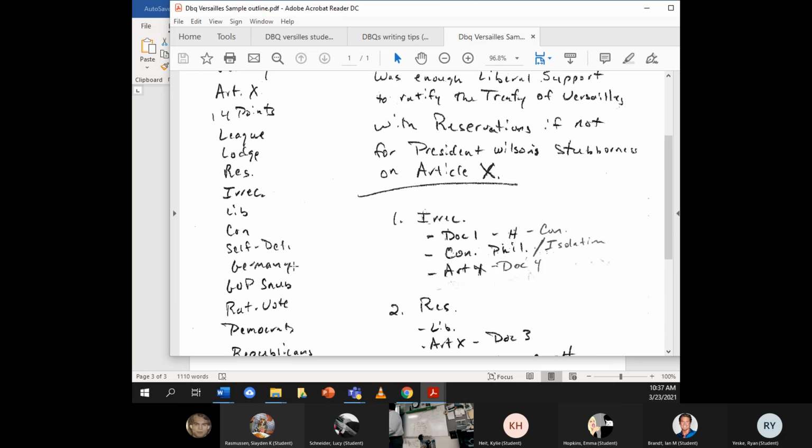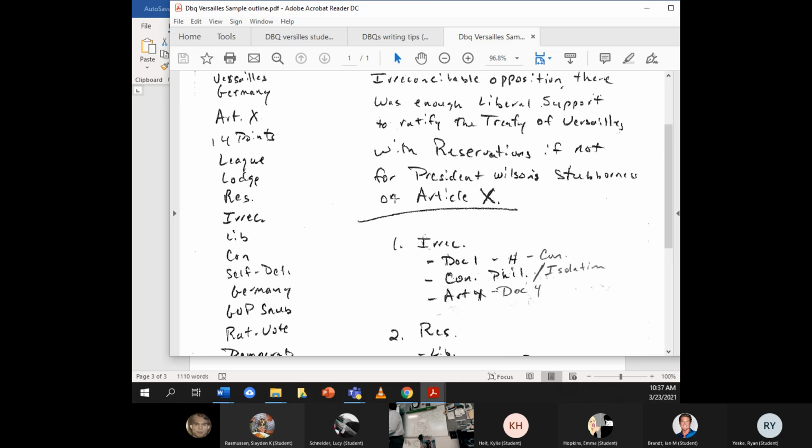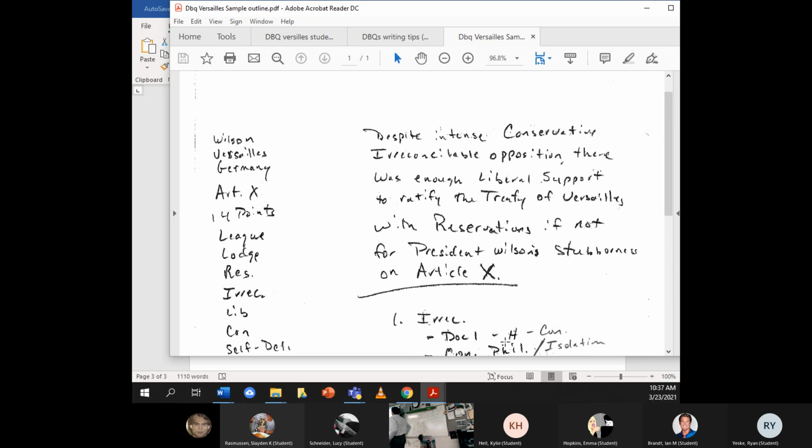Got all the facts down here. Wilson had a stroke. I wrote down stroke. I didn't use it in the essay, but it's something I could have used. My thesis: despite intense conservative, irreconcilable opposition, there was enough liberal support to ratify the Treaty of Versailles with reservations, if not for President Wilson's stubbornness on other things.